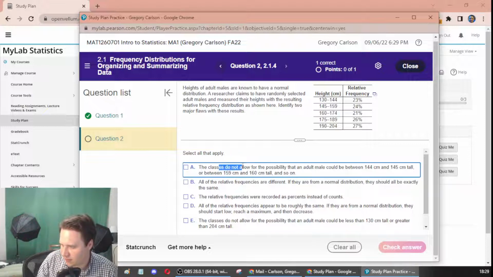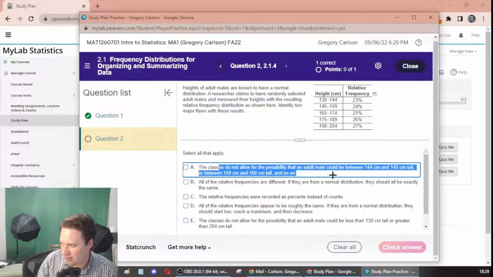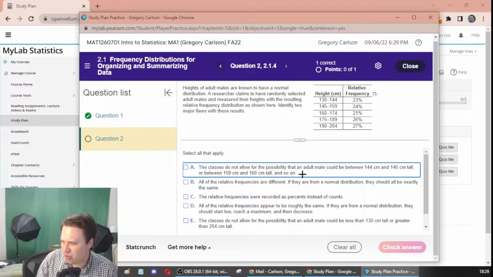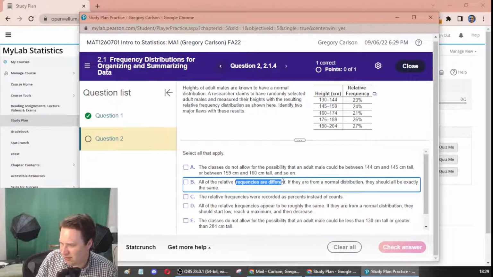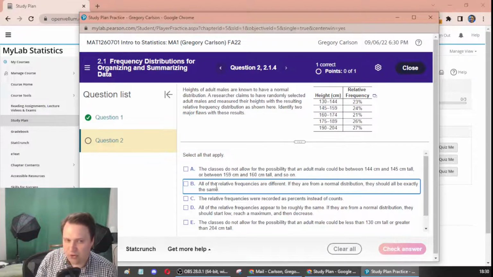The classes do not allow for the possibility that you could be between 144 and 145 or 169 and 159. That's not true, because that's what the midpoint is for, and so that's what separates the two. If you're below the midpoint, you go into the lower one. If you're above it, you go into the next one. All of the relative frequencies are different. If they are from a normal distribution, they should be exactly the same. That's not true, because that's true for a uniform distribution, maybe, but not a normal.